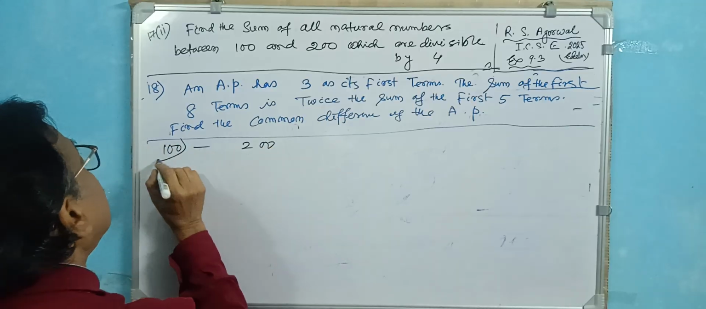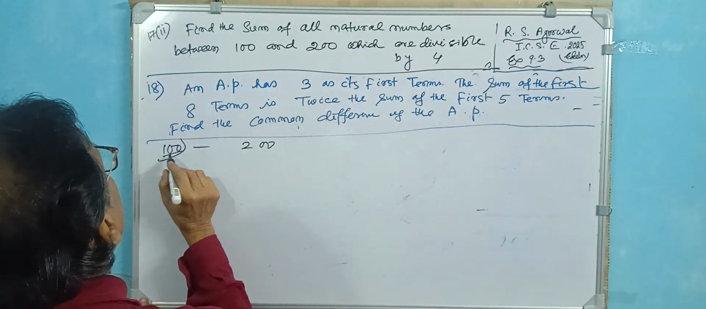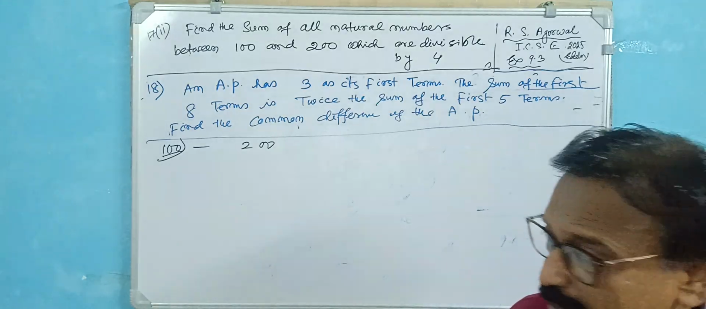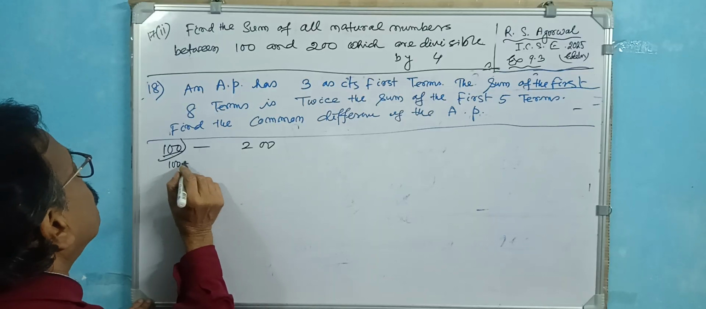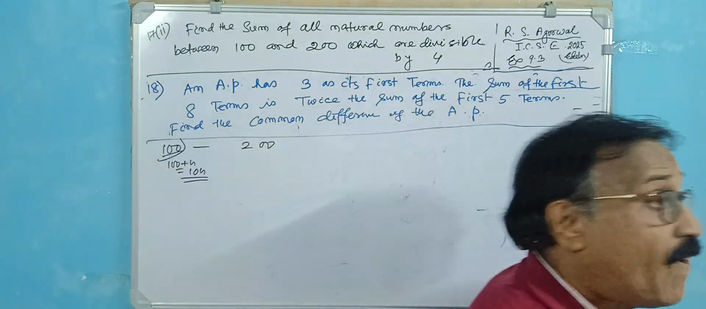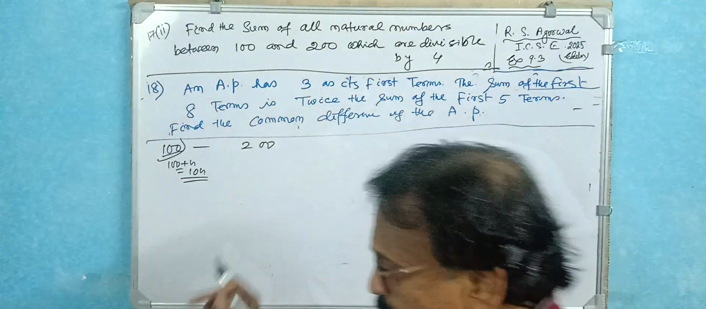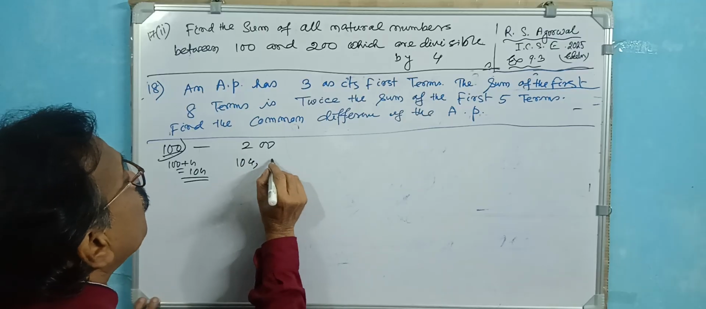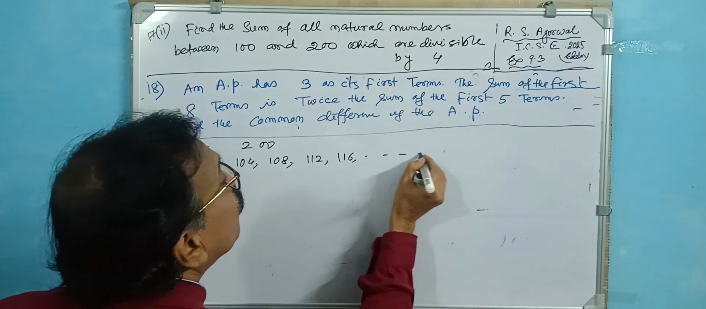Between these, the first natural number divisible by 4. This is 100 divided by 4. So the next number after 100 is 100 plus 4, actually 104. 104 is the first natural number divisible by 4 between 100 and 200. Okay, it's clear. So the series is 104, 108, 112, 116, up to dot dot dot.